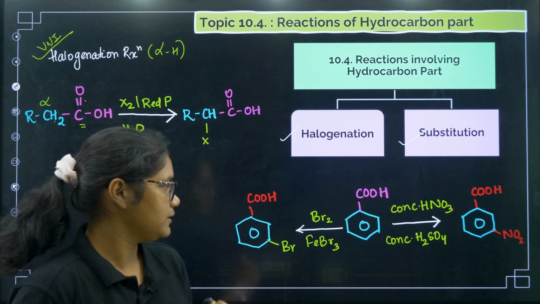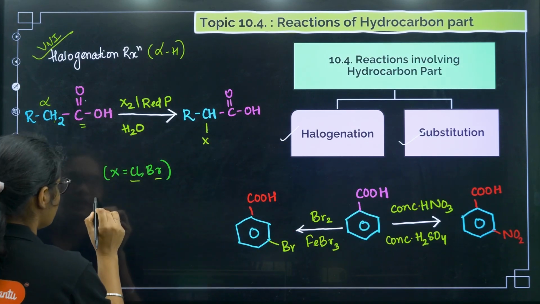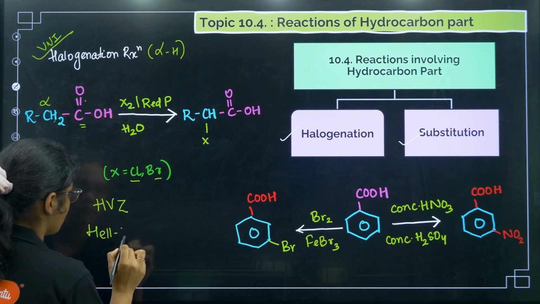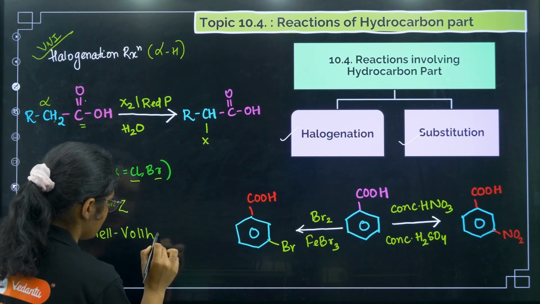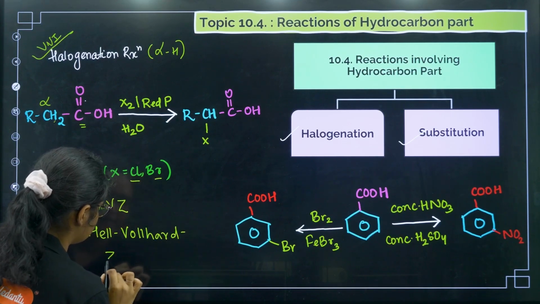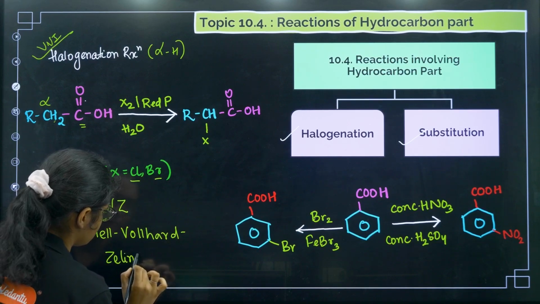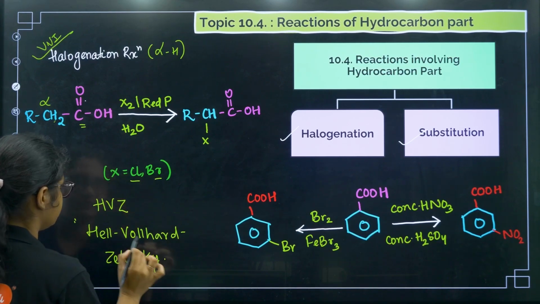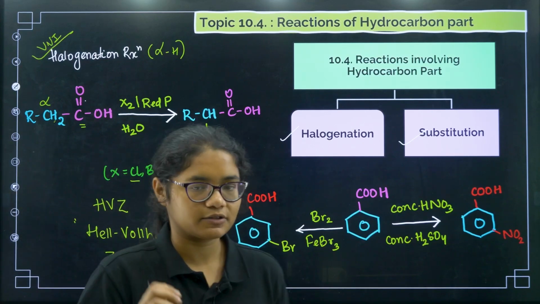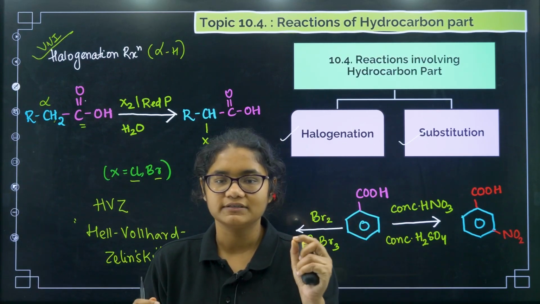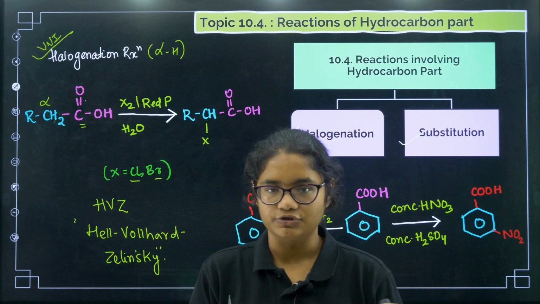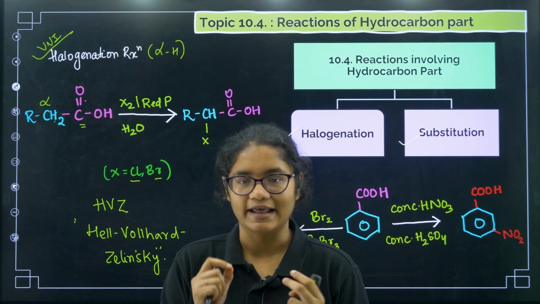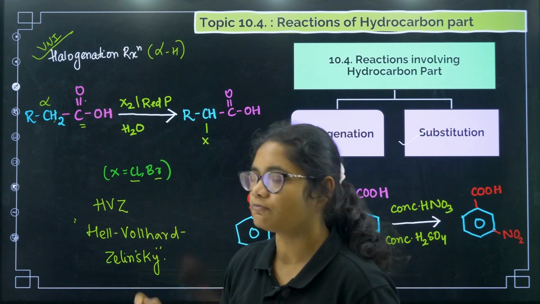Now this is a name reaction, and this reaction is called the HVZ reaction, the Hell-Volhard-Zelinsky reaction. What two things do you need to remember? First is the presence of an alpha hydrogen is mandatory, and the next thing that you should know is the reagent: X2, red phosphorus, in presence of water.